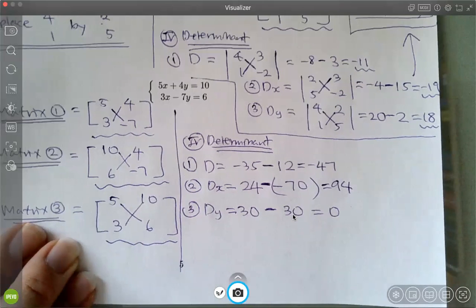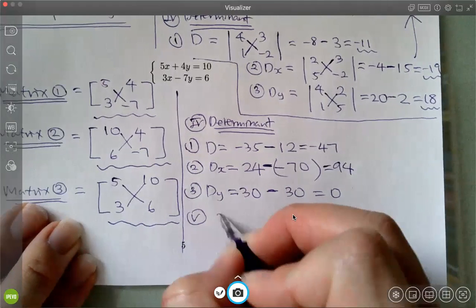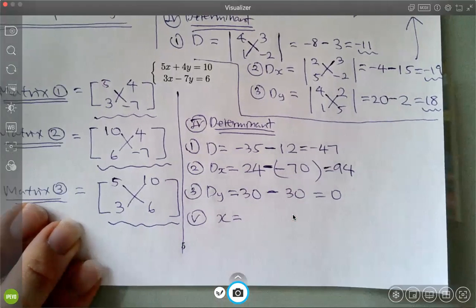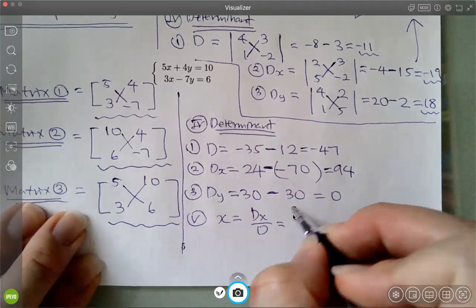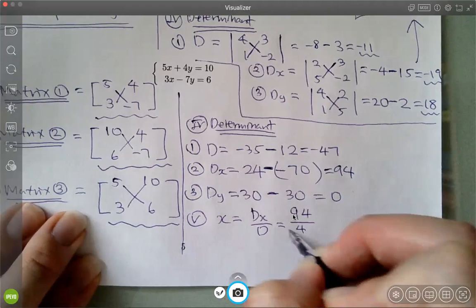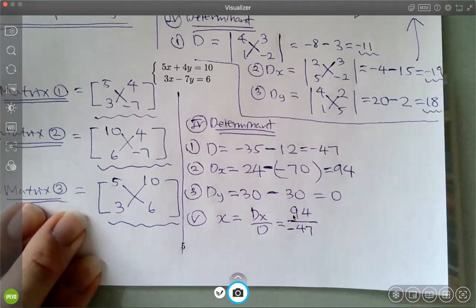And now solve for x and y. So x is equal to what? dx over d. So what is that? 94 over negative 47, right? And now, can we reduce 94 over negative 47? And if so, what is this equal to?